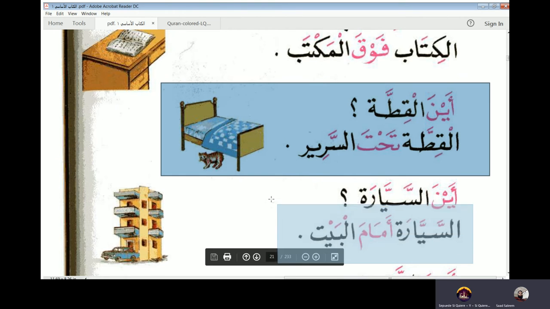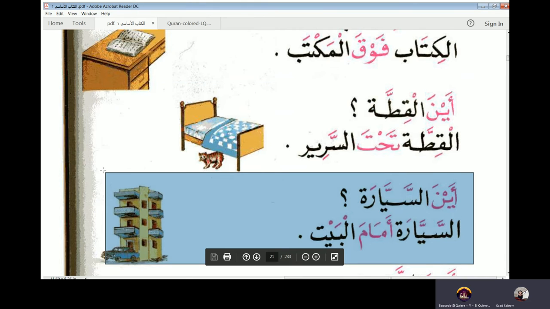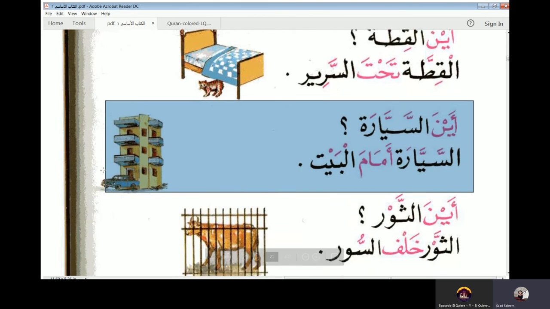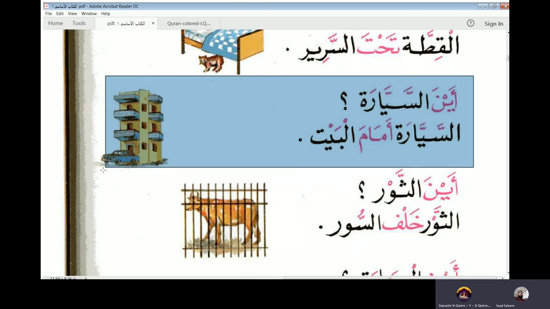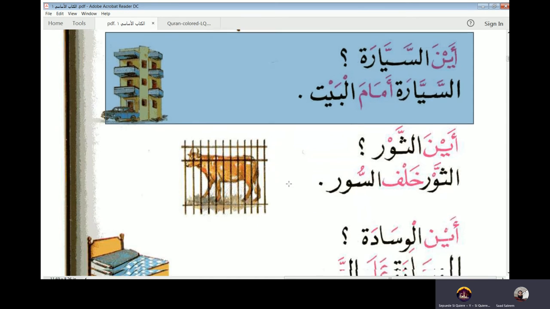Aina al-sayyara. Where is the car? Al-sayyara amam al-bayti. The car is in front of the building, in front of the house.